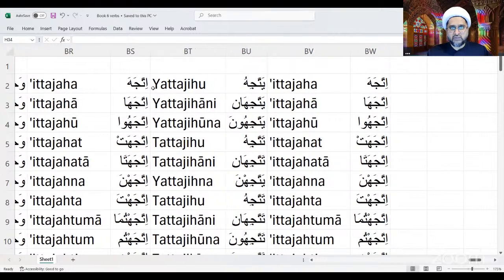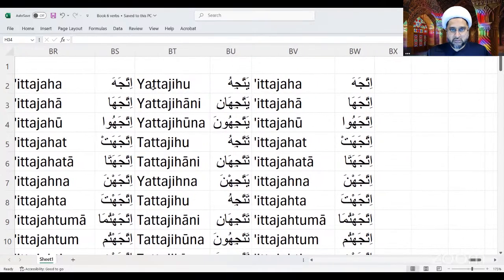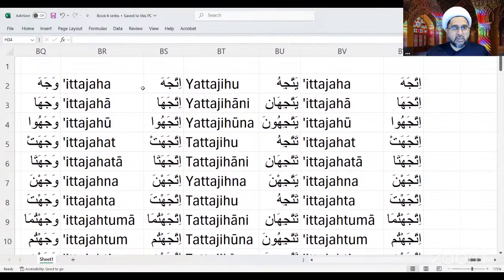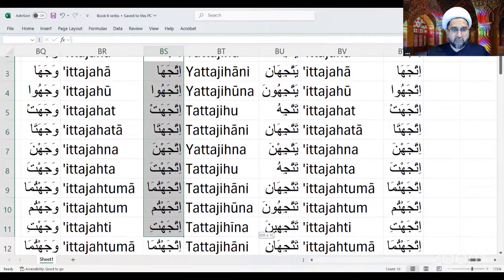Oh, sorry. I've made a mistake. I've actually written the present tense twice, so I forgot to put the command in. I'll put the command in itself. So ittajih, ittajiha, ittajihu, ittajihi, ittajihna. I'll delete this in a few minutes because I've done it twice.